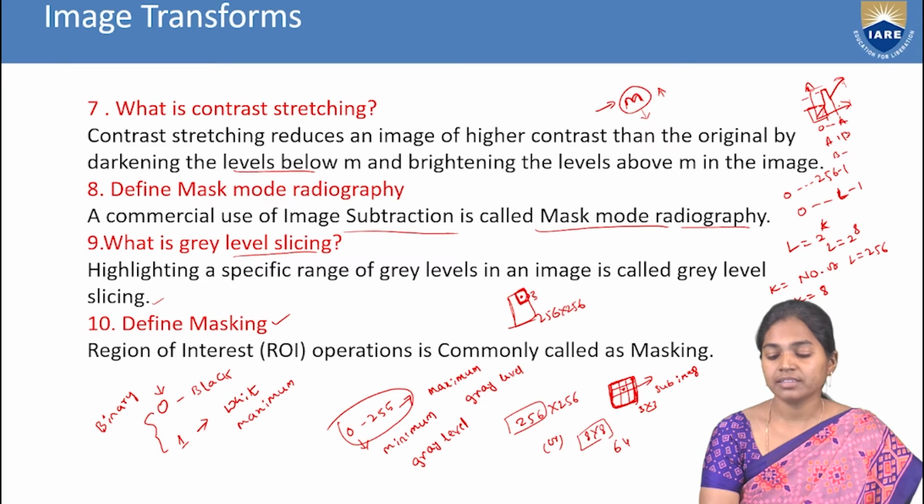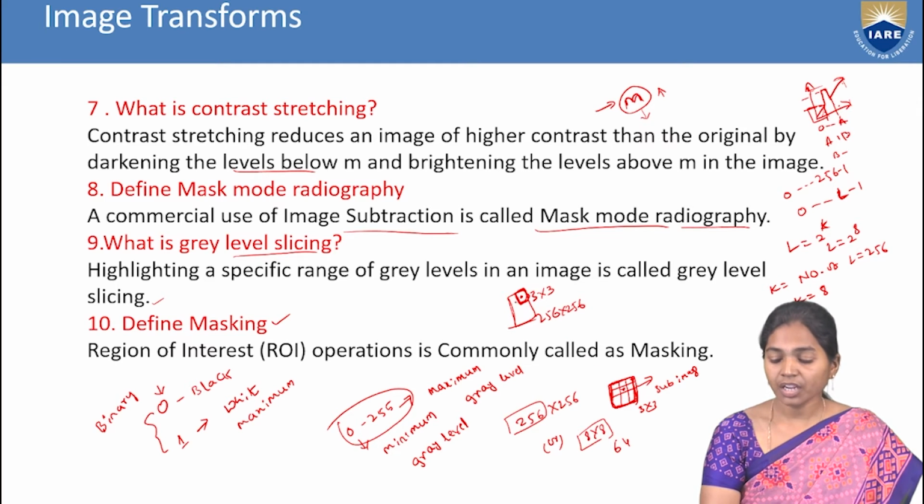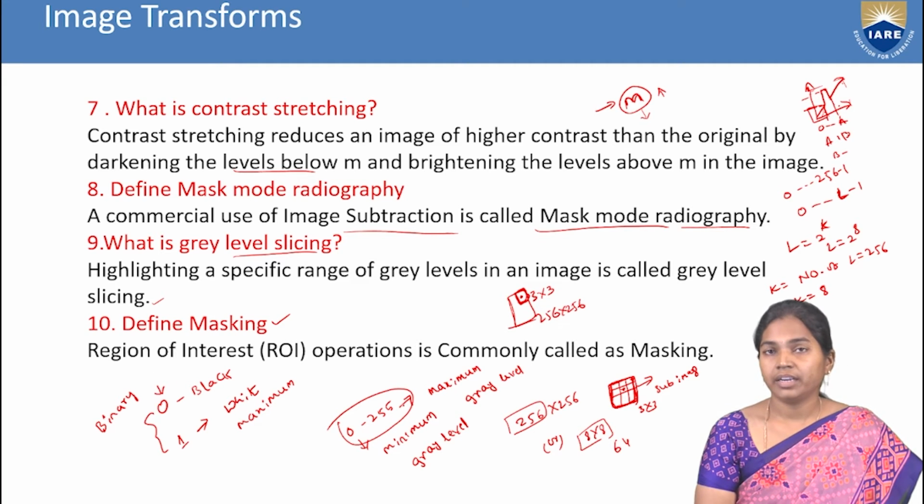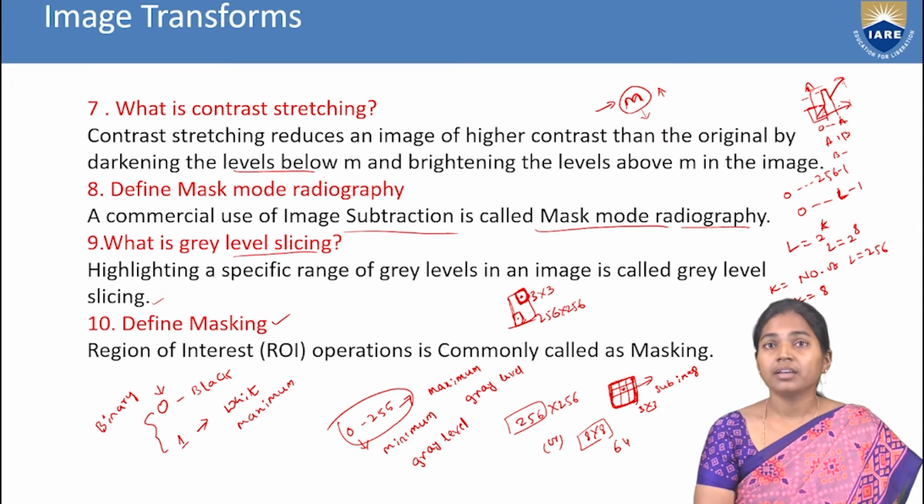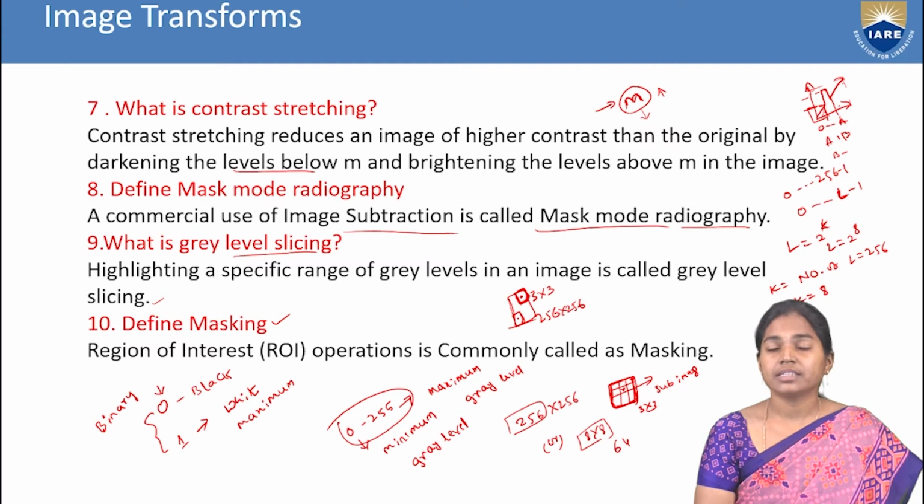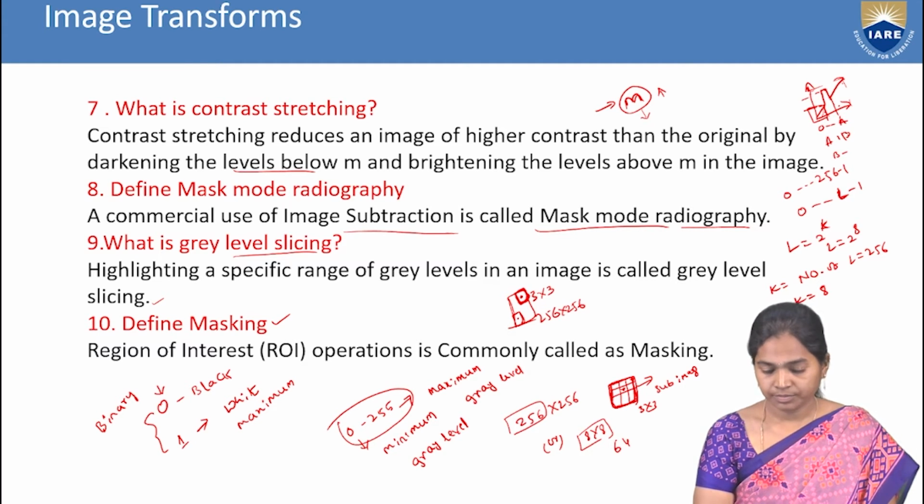The sub image size is, for example, 3 by 3. So apply the 3 by 3 mask onto this image. It is nothing but region of interest operations. Region of interest operation means I need to change the gray level values or properties of my original image in this portion only. Based on our interest, apply the mask on a particular sub-image only. So this region of interest operation is commonly called masking.